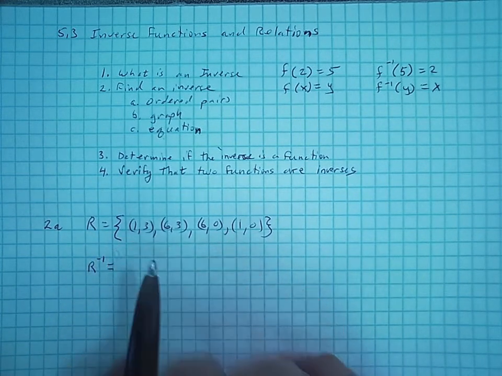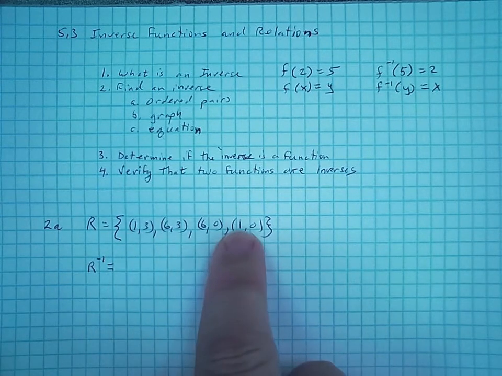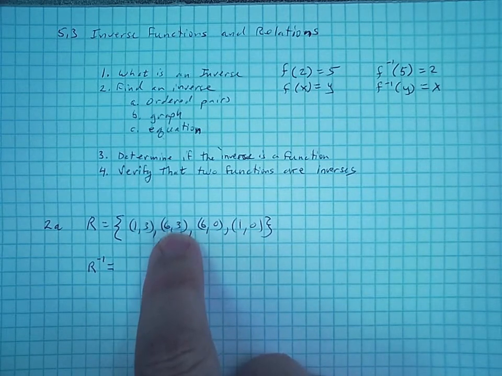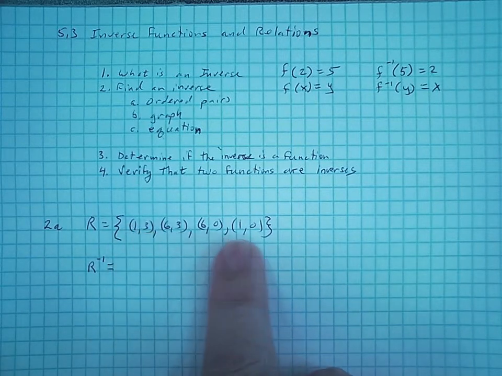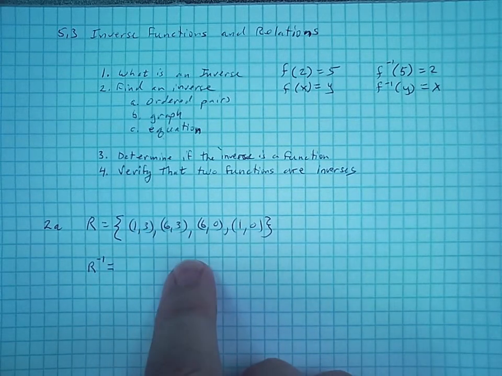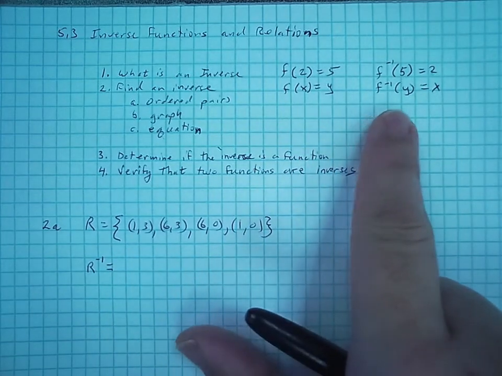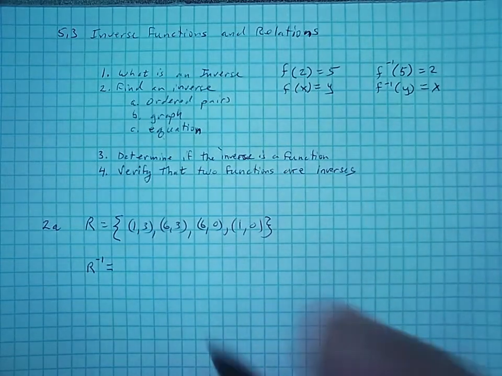It's not a function, and I can tell it's not a function because if I stick in 1, I get 3, or I can get 0, because 1 could be either 3 or 0. And if I stick in 6, I sometimes get 3, and I can also get 0. So this is not a function, but it is a relation, and I can find its inverse relation just by remembering that the inverse undoes, or I'm going to switch all the x's and y's.